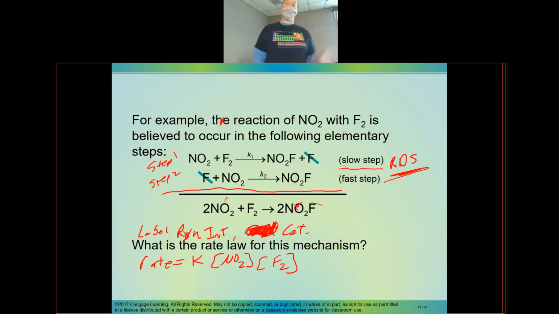All right, when the first step is a slow step, this is a very, very easy question. When the slow step is not the first step, then it gets much more complicated. All right, so the rule for a rate law is the rate law cannot contain a reaction intermediate.